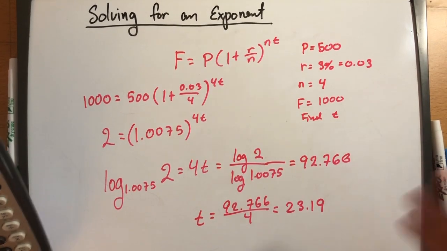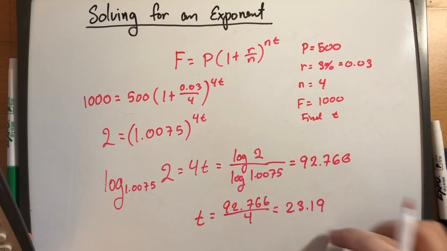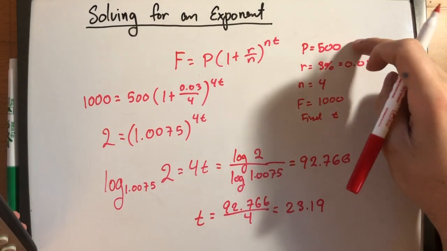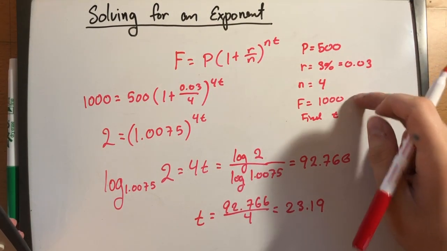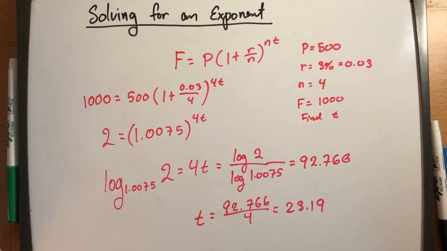You could round, really rounding is just based on how much your teacher wants you to round it to. So here we just say in approximately 23 years, a little bit more than 23 years, 500 will grow to $1,000, if we just leave it there growing at an interest rate of 3%, compounded quarterly.